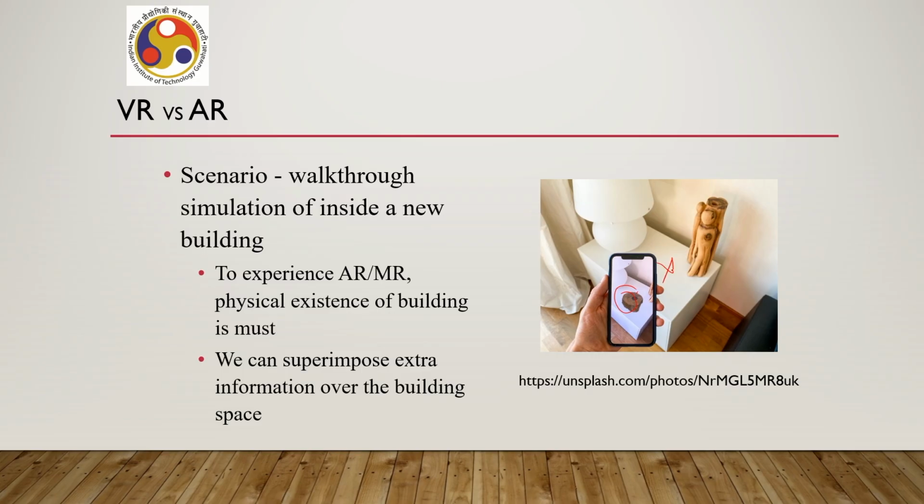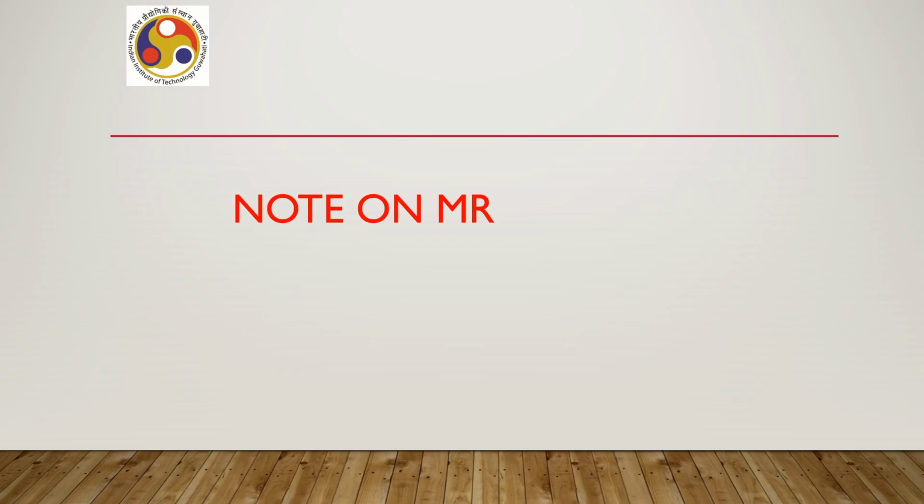So, to experience AR or MR, physical existence of building is a must. That is not the case with VR. And we can superimpose extra information over the building space, as we have seen in our earlier discussion on different AR system categories, that superimposition is one of the AR system categories, which can be used to decide which furniture to place where, or that type of things. So, I hope this example makes it clear what is the difference between a VR system and an AR system.